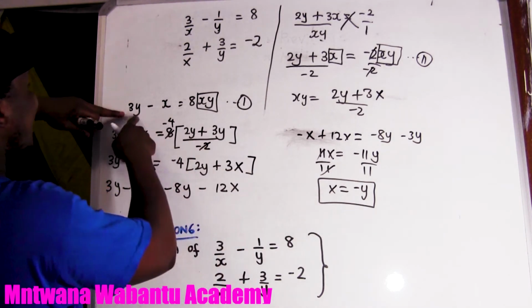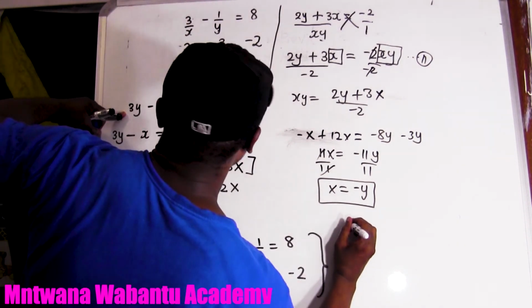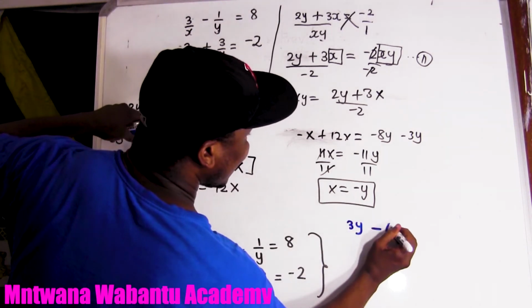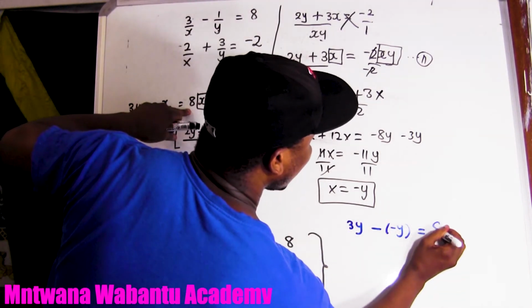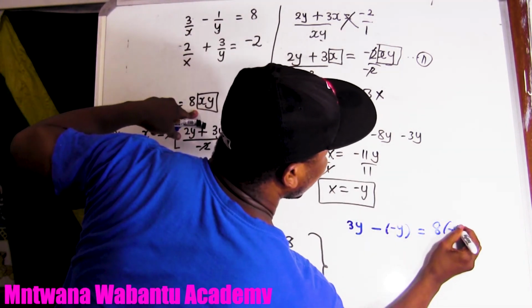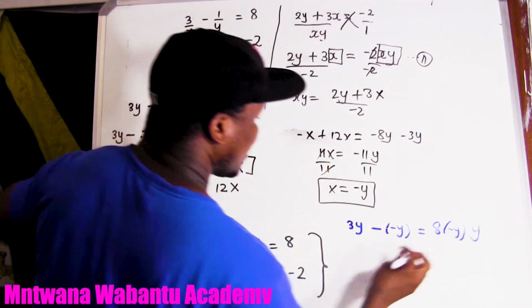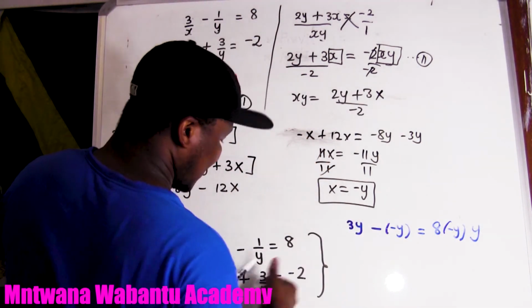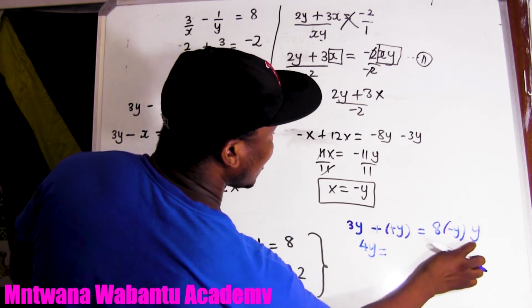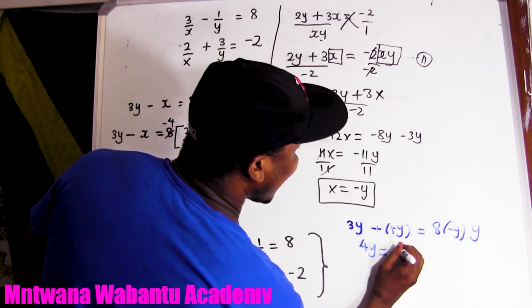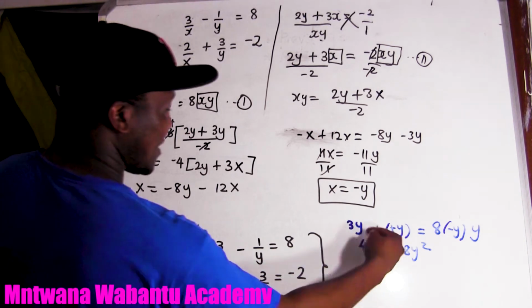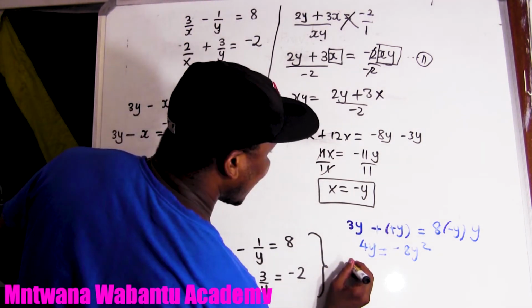Okay. x equals -y. Let's come here. Let's substitute here. So it's going to be 3y minus, what is x? x equals -y. So it's going to be -y equals 8. What's the value of x? It's -y times y. So now we can get the value of y because this is going to be negative positive. So it's going to be 4y equals, okay, let's put this one. This is going to give us -8y squared.